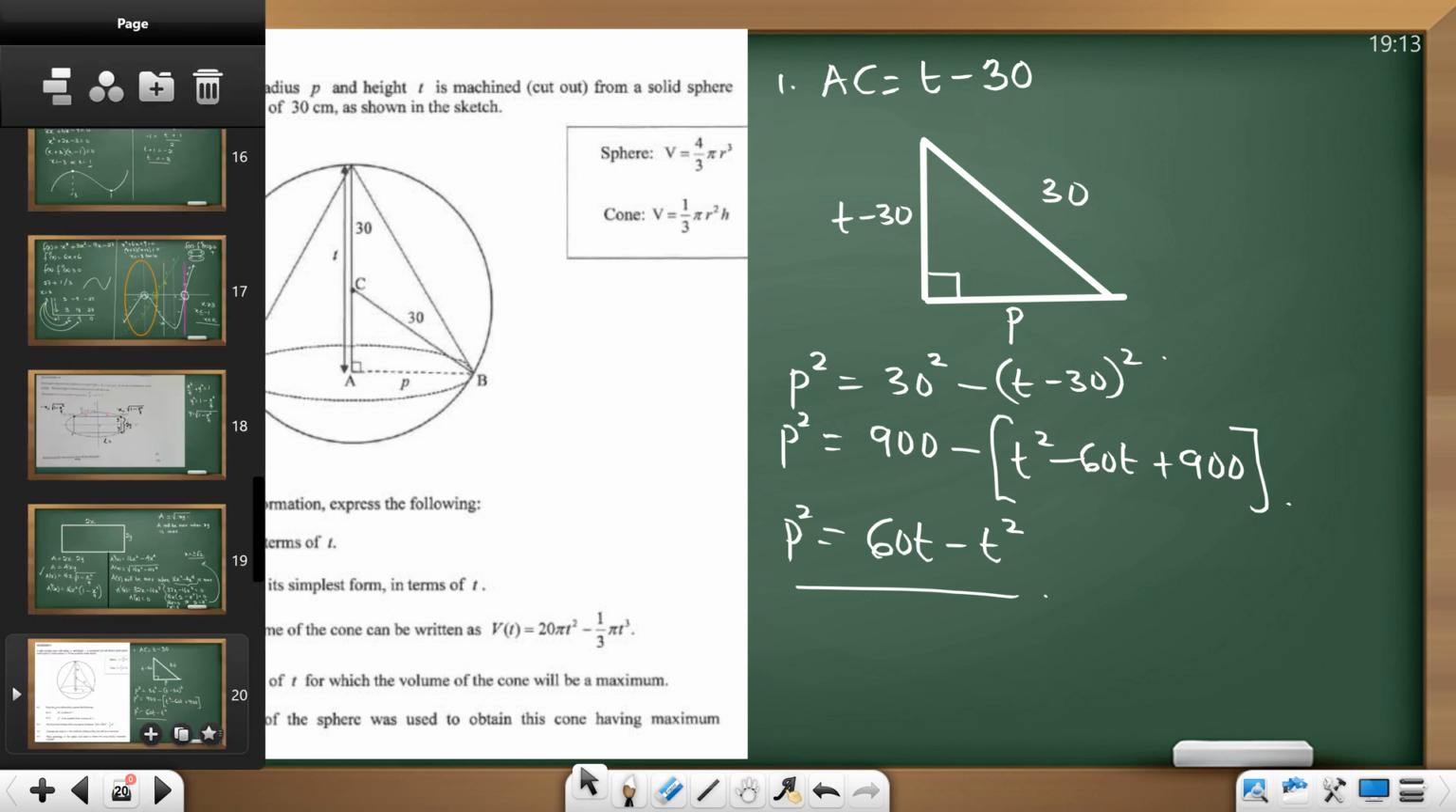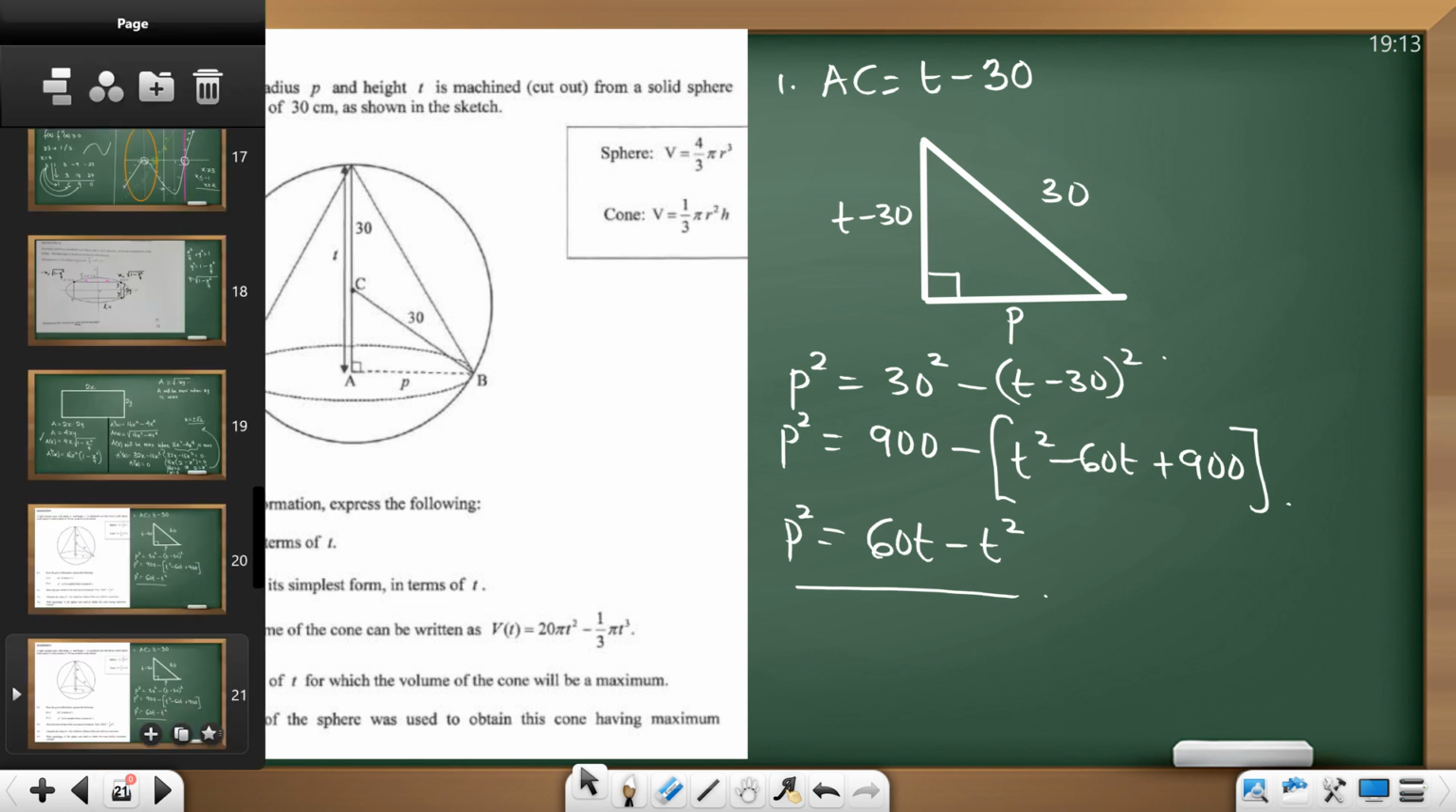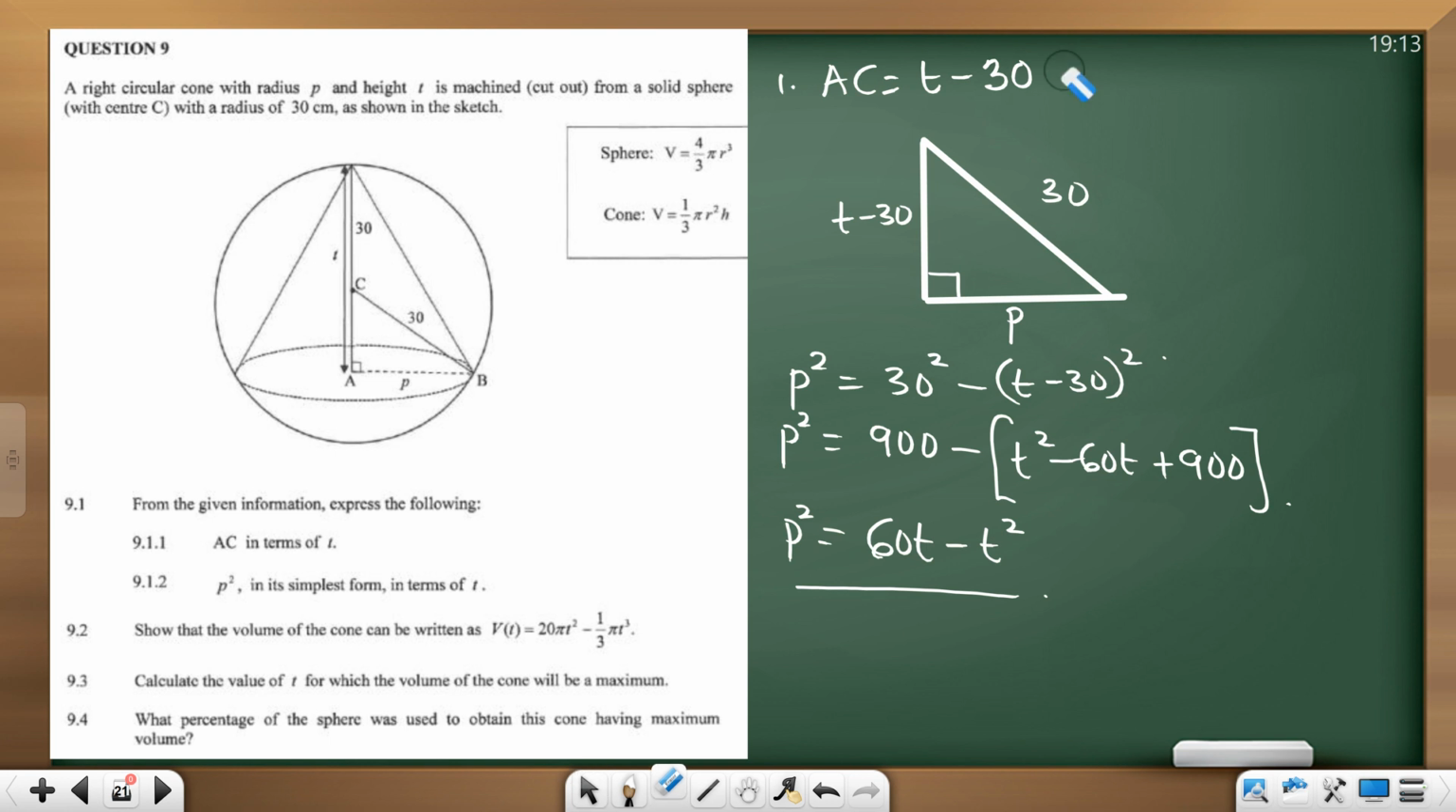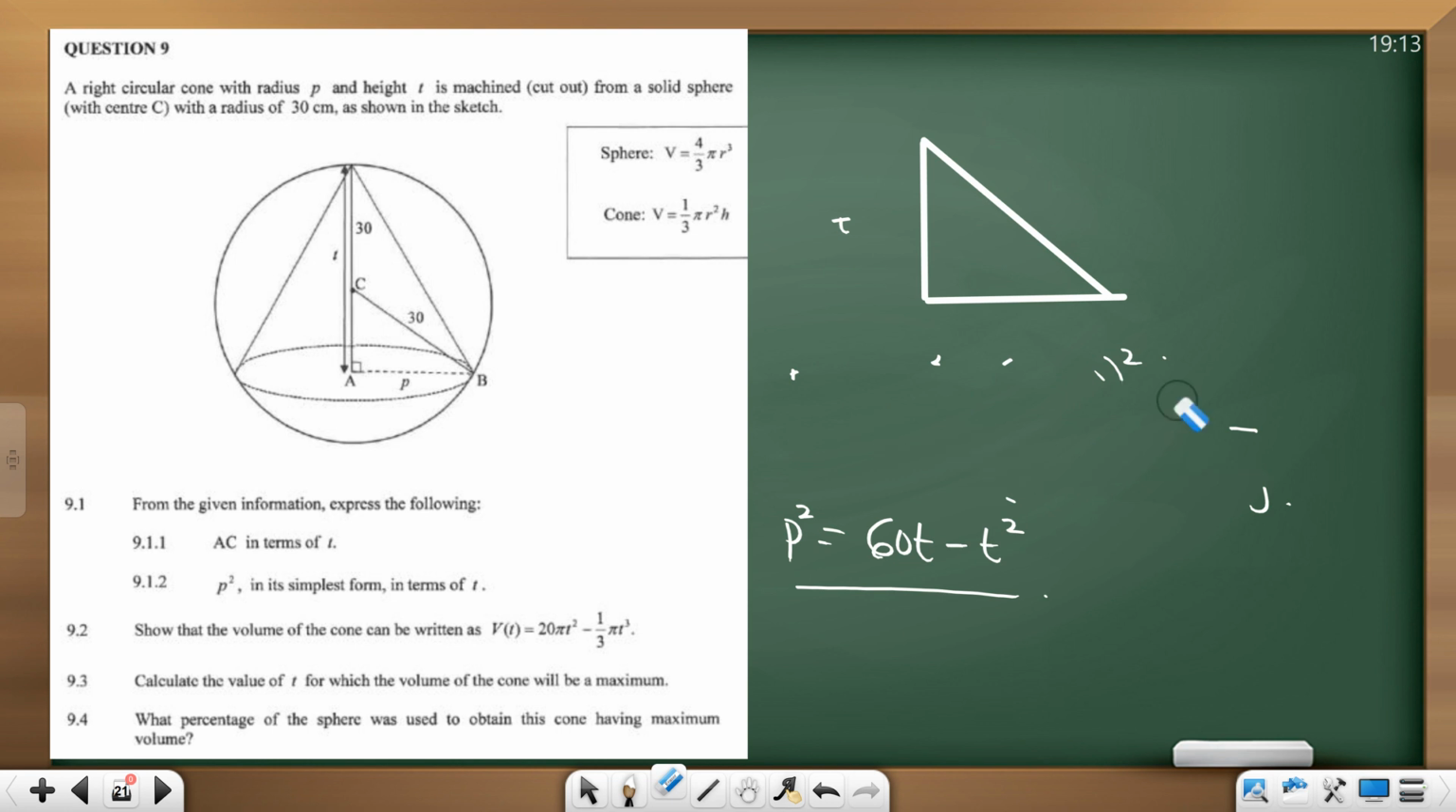Come on. Guys? You guys think examiners are difficult? They're not. This examiner is actually very kind, guiding you step by step.